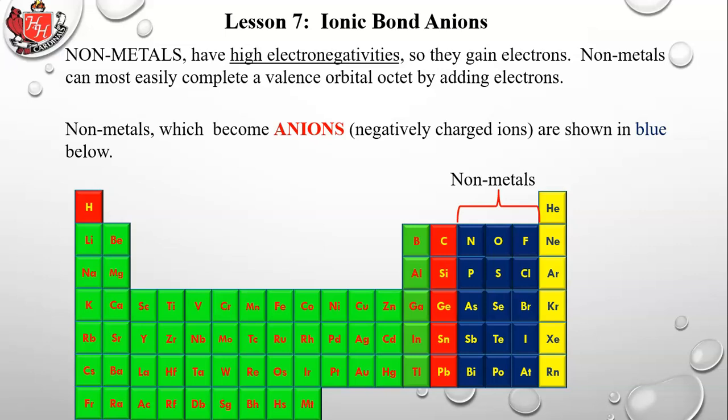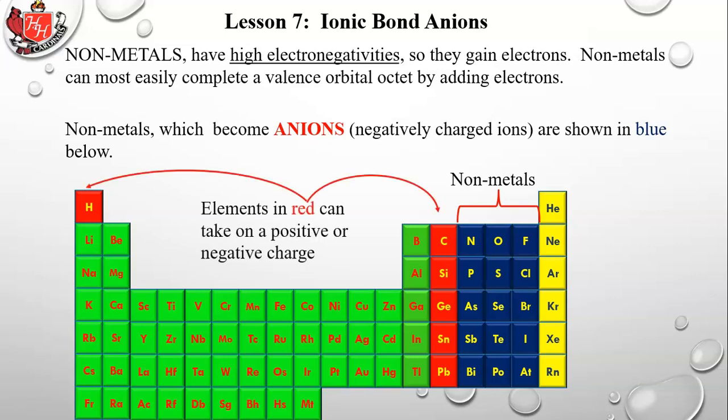The elements in red are 4. They can either add 4 or lose 4 electrons to be like a noble gas. The fact is that those elements in red never form ionic bonds. They form covalent bonds, which we'll study in a later lesson. So the elements in red can either take on a positive or a negative charge.